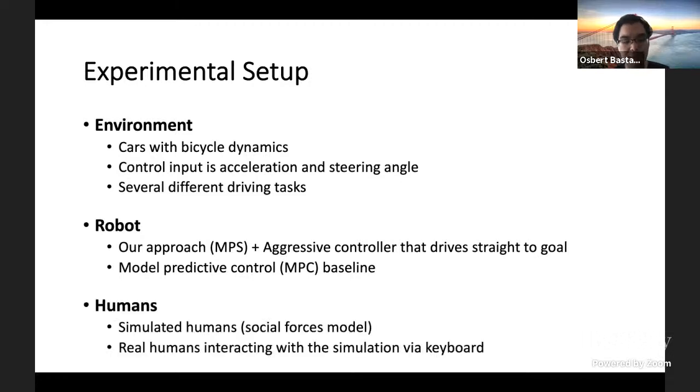Finally, we compare to both simulated humans using the social forces model, which is a standard model of crowd behavior, as well as, more importantly, we also have a lot of experiments with real humans who are interacting with the simulation via keyboard input. So I'll show results on both of these.